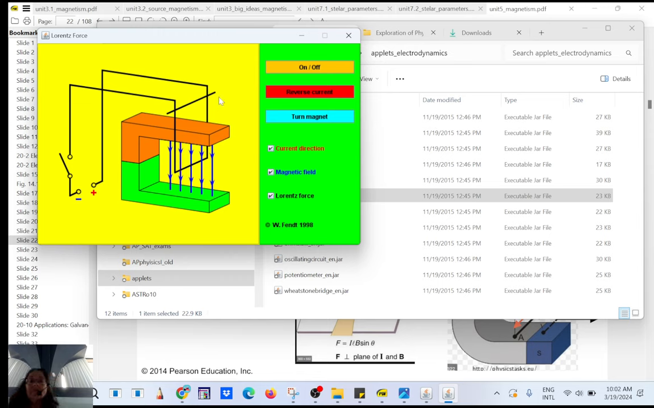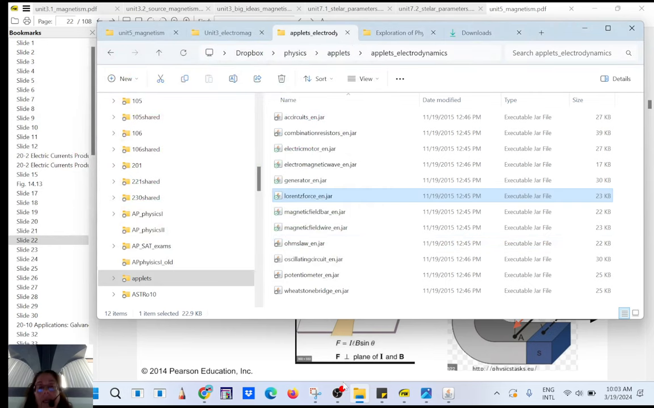Let's see. Turn on. Boom. Do you see that? So you see, the current and the magnetic field, they are in the same plane, and the force here is perpendicular to the plane. That's why we need a cross product. If you reverse the current, it's going to be in the other direction, right? Take your right hand. Is that clear?